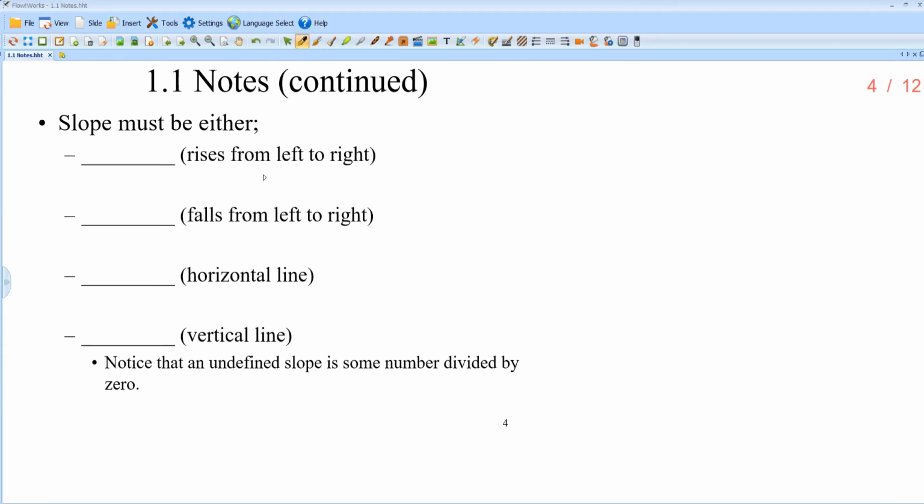So slope. You have 4 options with what you can sort of answer when we're talking about slope. If it's rising from the left to the right, so as I'm reading the graph, I'm reading from left to right, if it's rising, then we have something that is a positive slope.